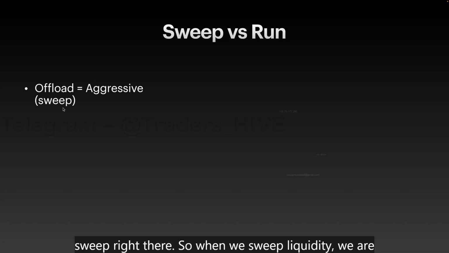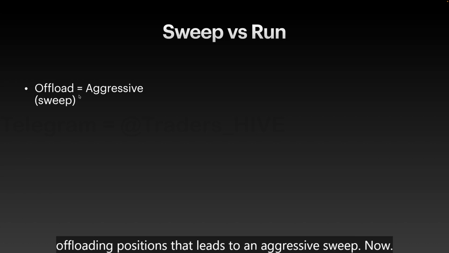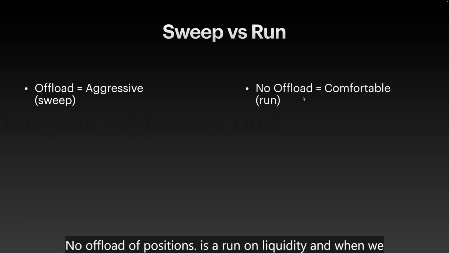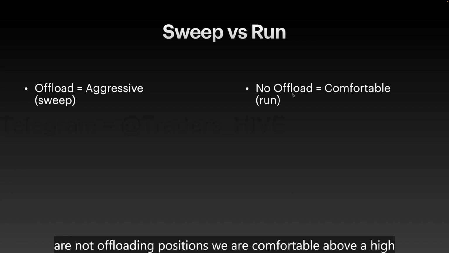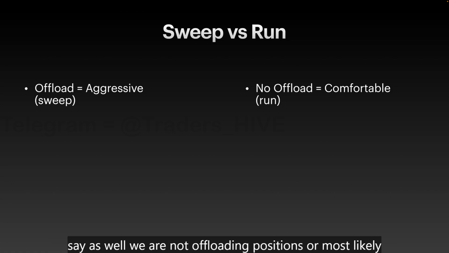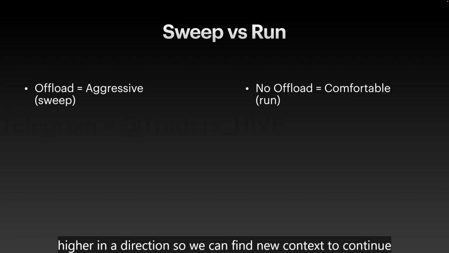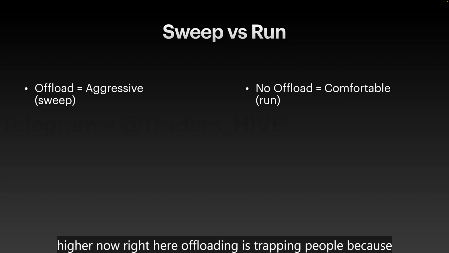So when we sweep liquidity, we are offloading positions right there. Institutions are offloading positions. That leads to an aggressive sweep. Now, no offload of positions is a run on liquidity. And when we are not offloading positions, we are comfortable above a high. So when we are comfortable above a high, we can confidently say as well, we are not offloading positions, or most likely we are not offloading positions, and we can actually continue higher in a direction. So we can find new context to continue higher.